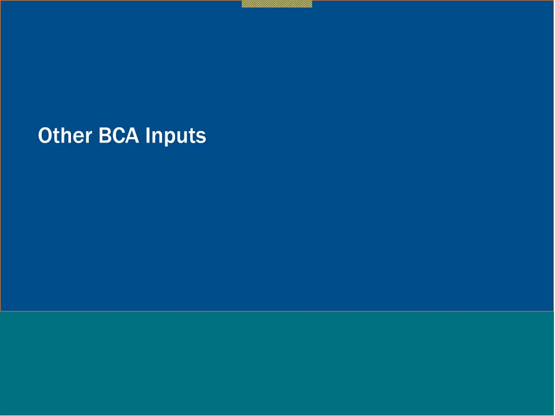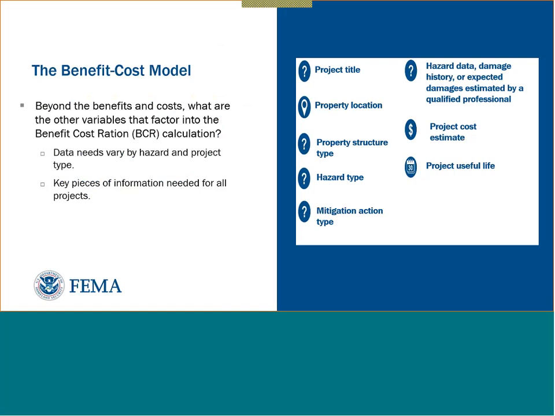So Mark discussed what can be counted as benefits and costs in your analysis. We've shared the software that you can use to calculate the BCA. Now we're going to talk about other variables that factor into the benefit cost ratio calculation. Next slide, please. All righty. Well, this slide shows some of the basic information that's needed. You're going to have a project title, and that can be whatever makes sense to you. The property location, and within the tool, it will allow you to enter an address or latitude and longitude. Again, Mark will cover that. And the property structure type, is it residential or commercial?